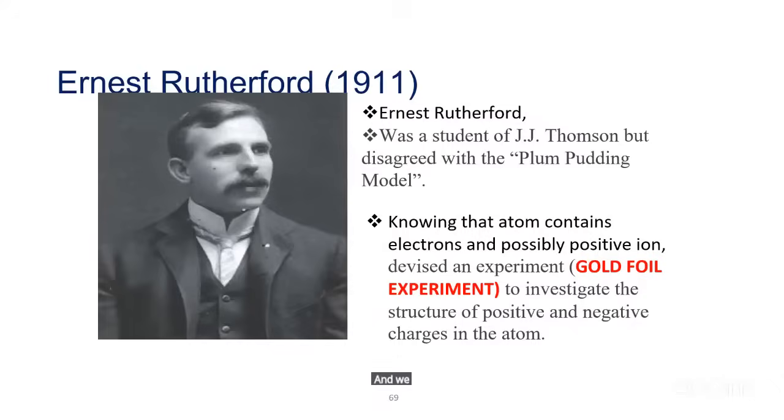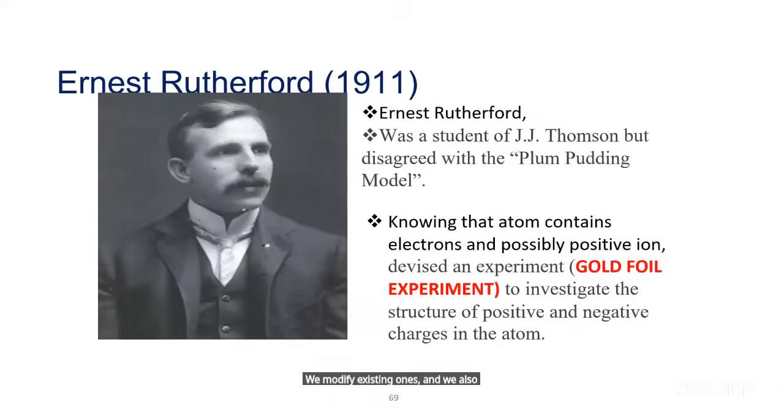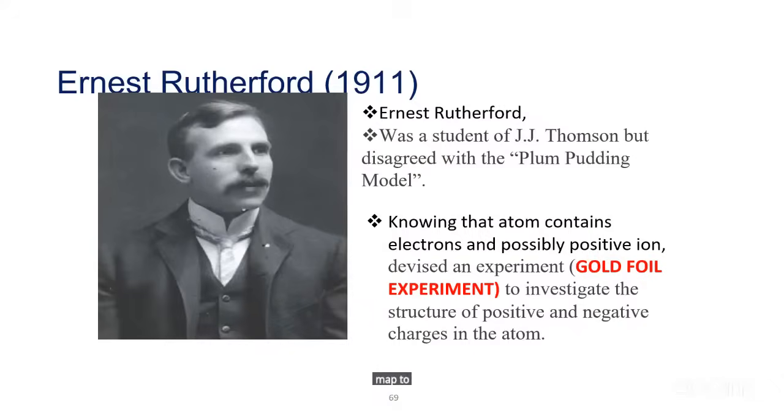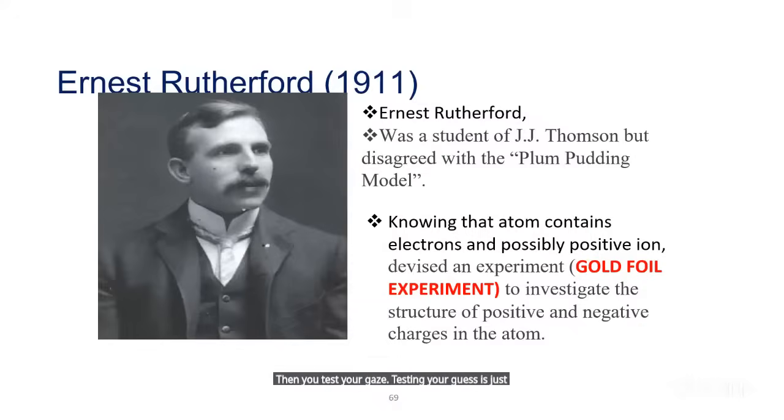And we all know that chemistry is science. And so in chemistry, we learn new things, we modify existing ones, and we also discover new ones. Now, the summary of a scientific method, like we heard in the last lecture, is that there are steps to what the scientific method is all about. First, you form your hypothesis. That is a guess. You start guessing, what is this all about? Then you test your guess. Testing your guess is just like forming a model. Then repeated confirmation of your model is what we refer to as theory.